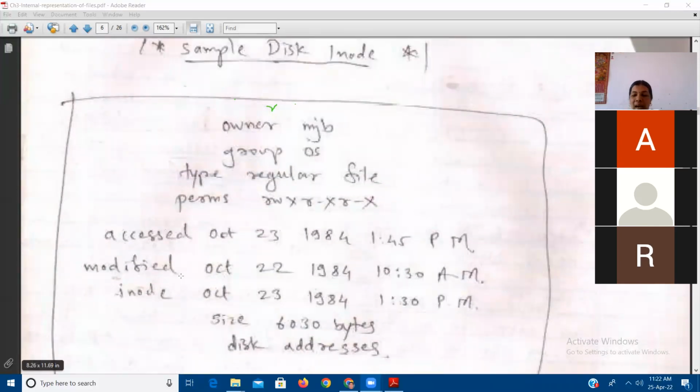Mostly this question is asked for 10 marks. What is a disk inode? Explain the fields of disk inode with the help of example. So this is the example of disk inode. So note down this example. After this lecture I will share this file, this PDF with you. You can just read it out. So in today's lecture we have just discussed about the disk inode. आजच्या लेक्चर मध्ये आपण फक्त disk inode बद्दल डिस्कस केलेलं आहे.